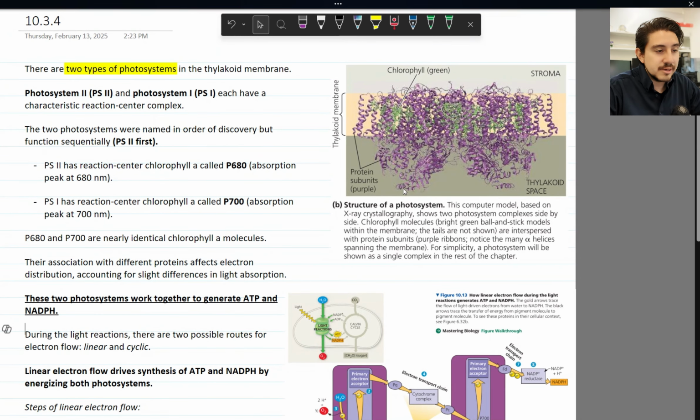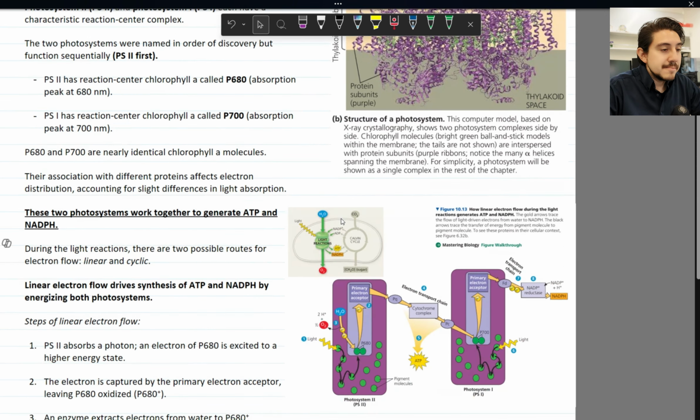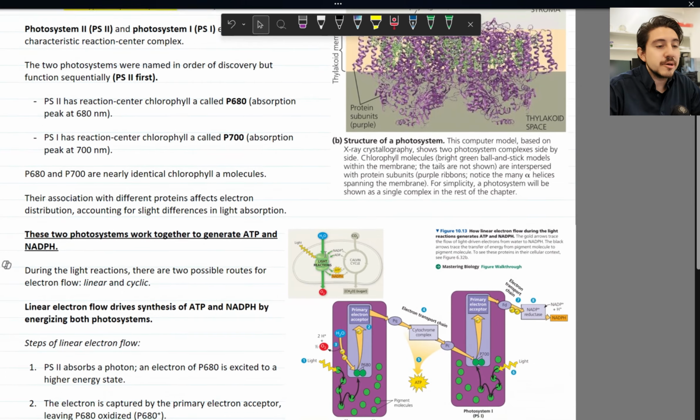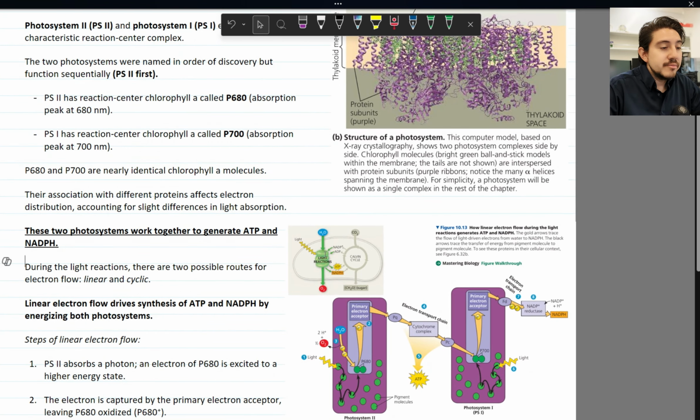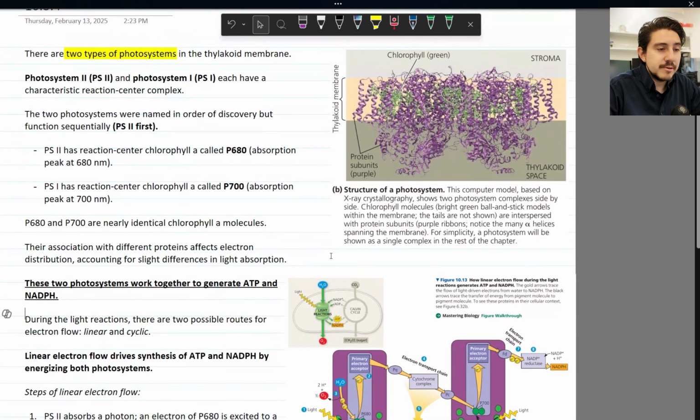Okay, and they look something like this. So here you have a photosystem, and here you have a photosystem. So this is a photosystem in itself. Sorry about that. So the structure of a photosystem, and this is a computer model based on X-ray crystallography, if I'm not mistaken. Oh, no, my apologies. Yeah, it shows two photosystem complexes side by side.